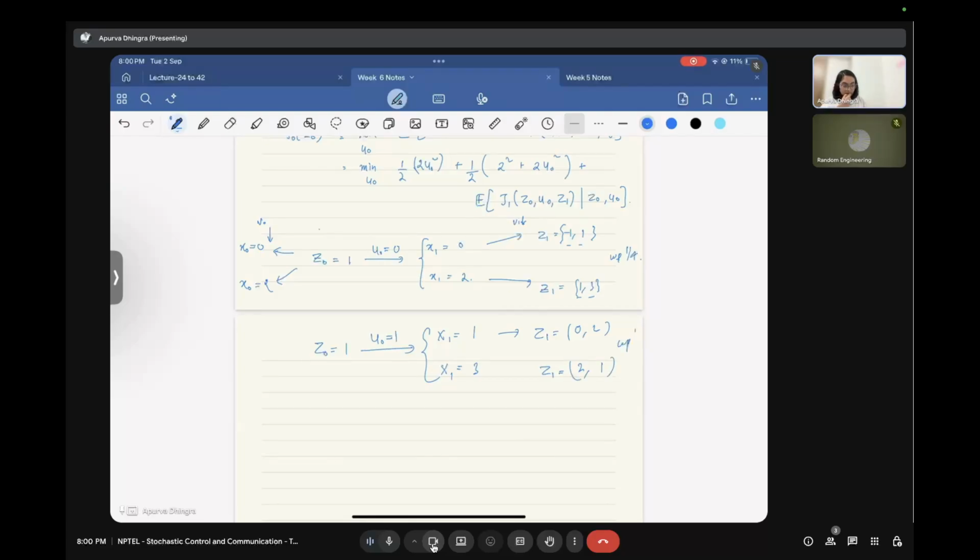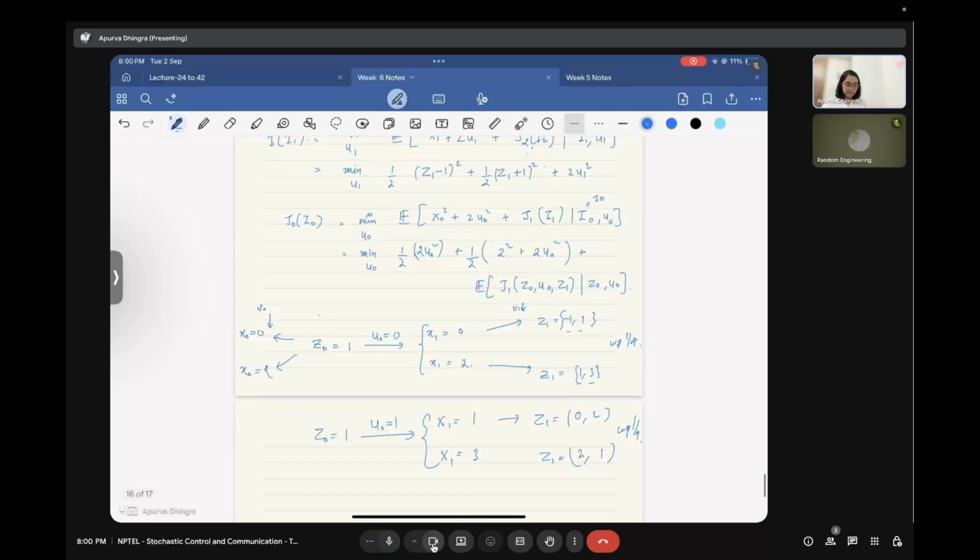Again, with the same probability. Now what we need to do is plug in all of these possibilities of z1 values and simplify this. Since z1 itself can take so many values, we need to consider all of these cases.